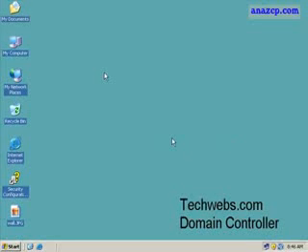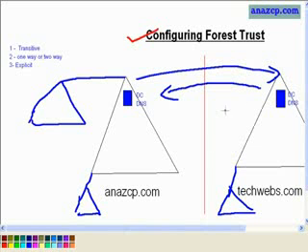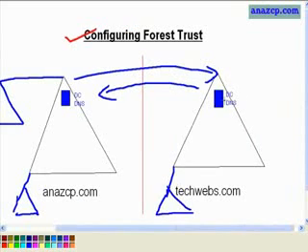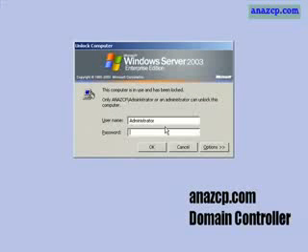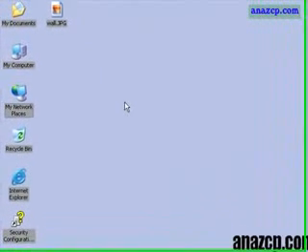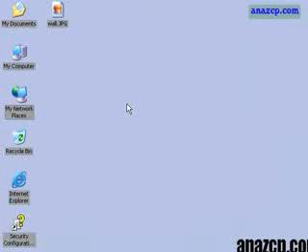Let us check how to configure forest trust. Here I have a domain controller that is actually the domain controller of the domain called techwebs.com, and here is another domain controller that is in the domain in the forest nscp.com, and I am going to configure trust between these two domains, and I have to configure this trust inside these domain controllers.